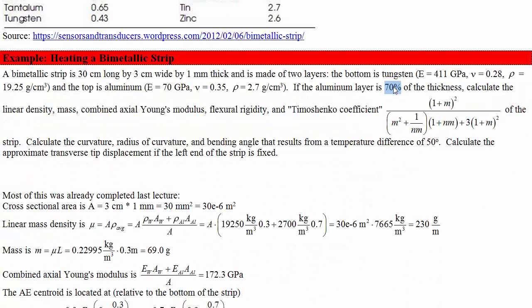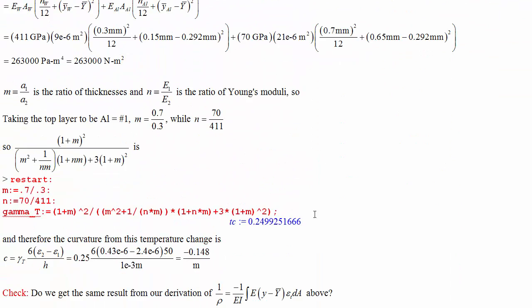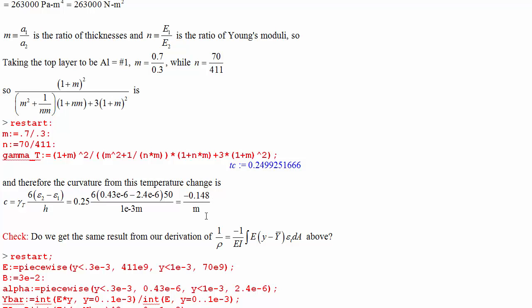So we want that to be thicker than the tungsten because aluminum is more compliant. Then we're going to get the maximum amount of curvature of 0.25 for our Timoshenko curvature coefficient. Substituting into all of that with the curvature coefficient here symbolized by gamma. Gamma is a good symbol for coefficients. We've got 6, the strain difference, which is just the alpha difference multiplied by the temperature change. And we end up with negative 0.148 per meter.